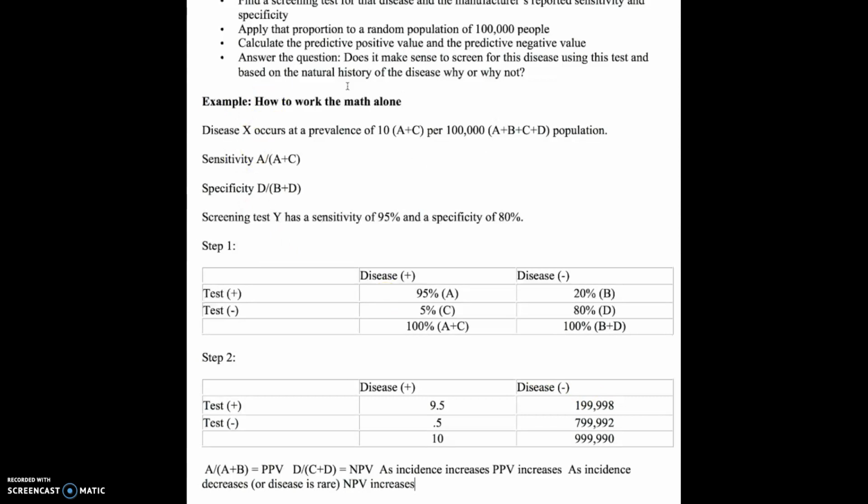So we are talking about applying a proportion to the random 100,000, calculating the positive predictive value and the negative predictive value. Now you have to answer the question, does it make sense to screen for this disease using this test based on the natural history of the disease? Now, this is something that you have to research and find out. Is universal screening recommended, or is screening recommended based on a given population's risk?